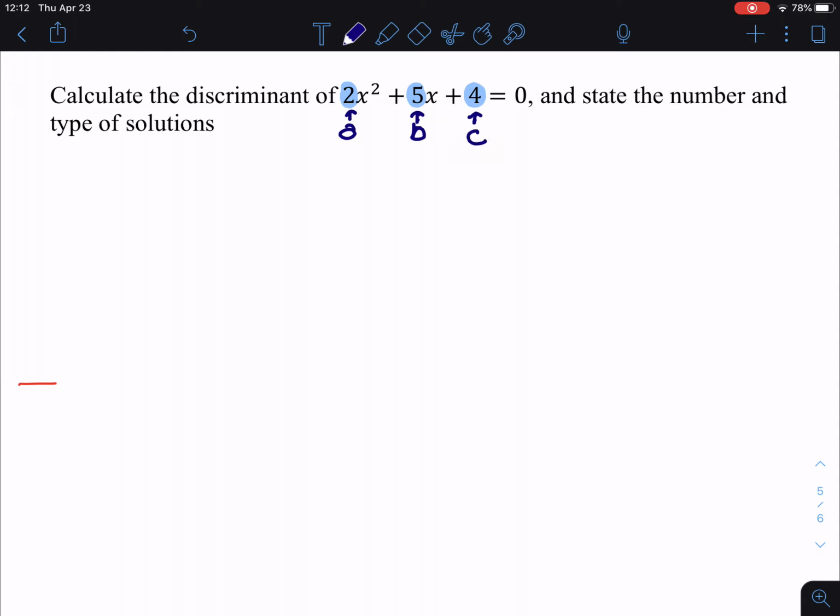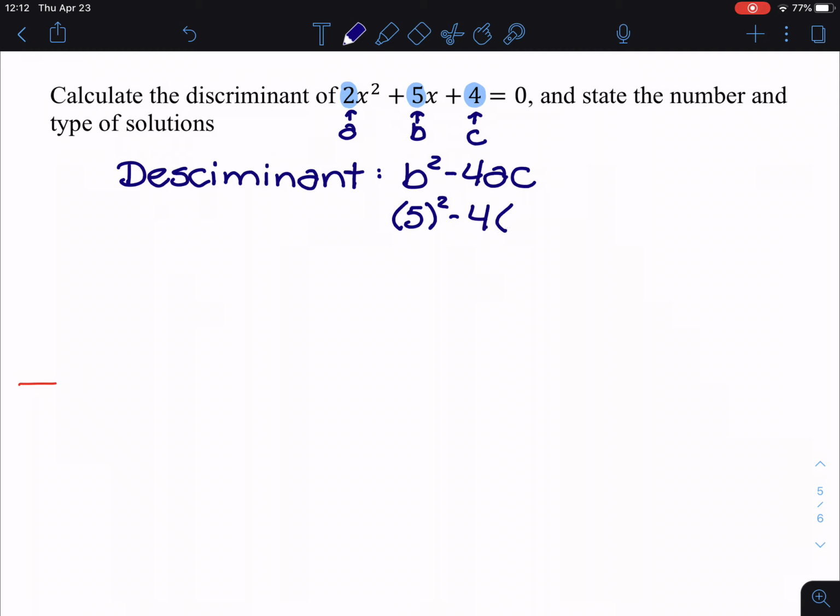Okay, so now the discriminant is just the part that is under the radical. So my discriminant is b squared minus 4ac. So I'm going to replace b with 5. So we have 5 squared minus 4 times a, which is 2, times c, which is 4. Okay, so the 5 squared is 25, minus 4 times 2 is 8, 8 times 4 is 32. So my discriminant is equal to -7.